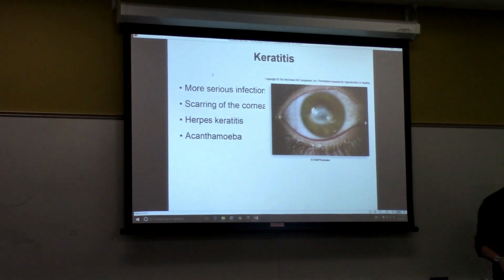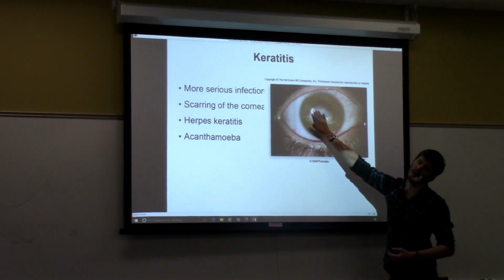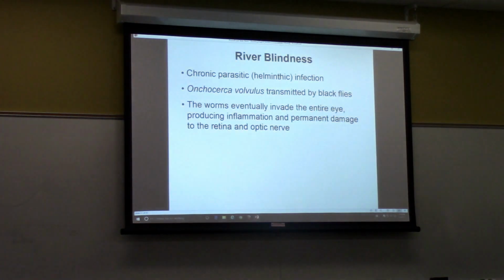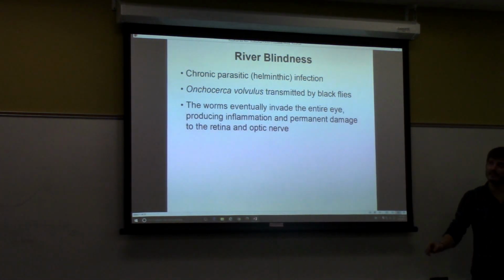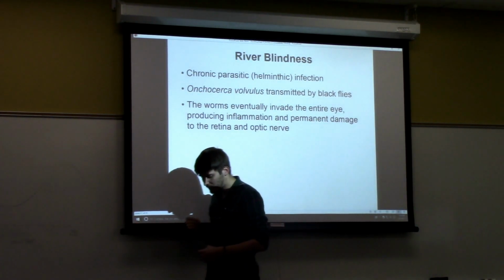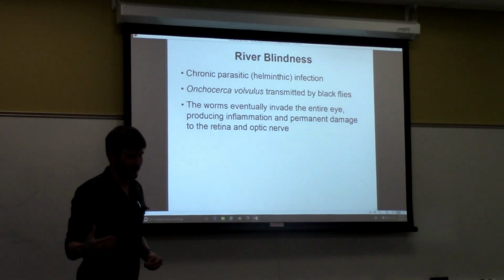And for the cornea, really it's just having a long-term infection that causes scarring of the cornea. Okay, relatively rare. And then lastly in the eye, we have onchocerciasis, okay, also known as river blindness. Remember, this is a helminth infection that can detach the retina.